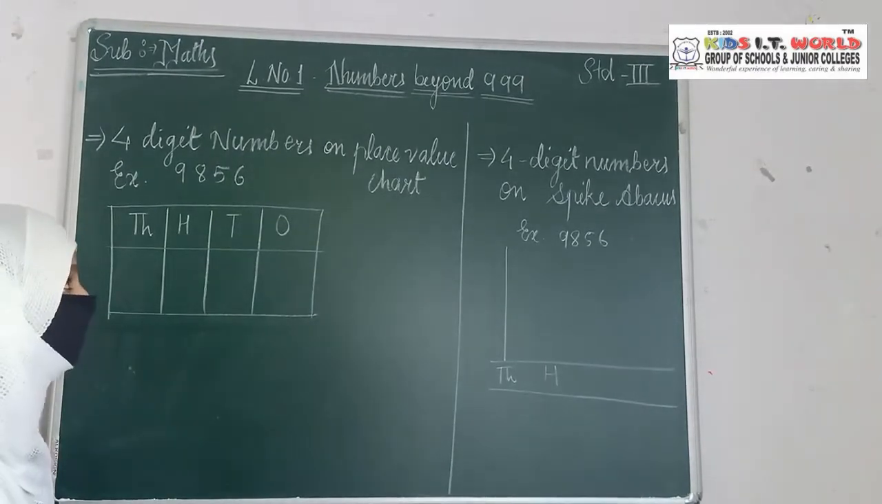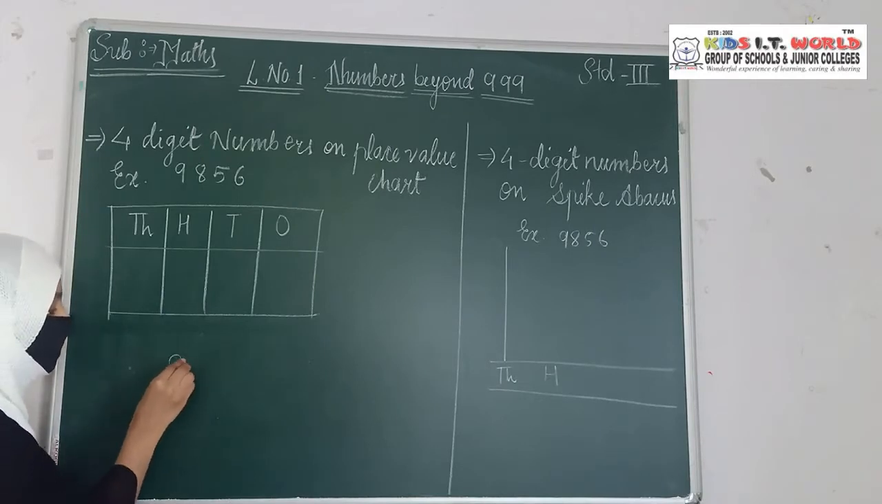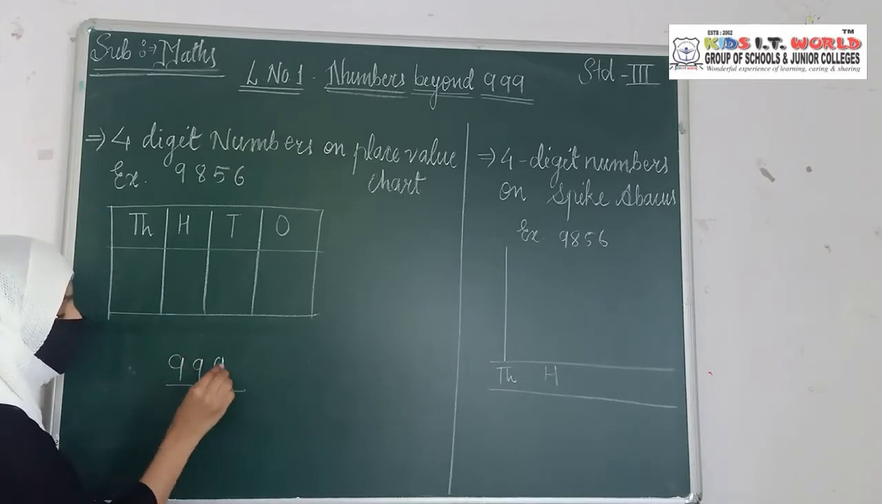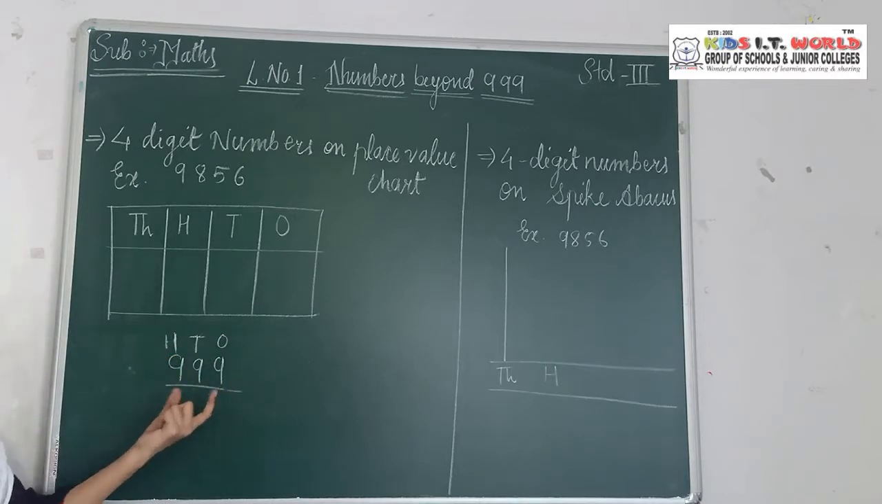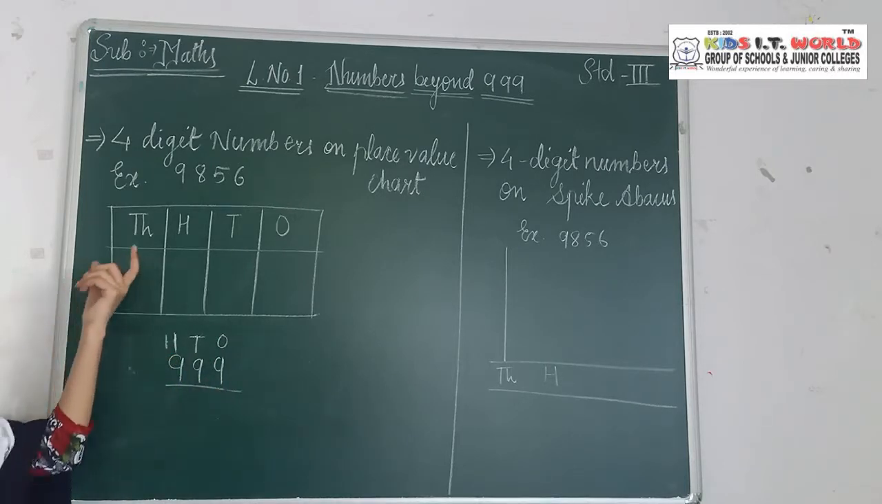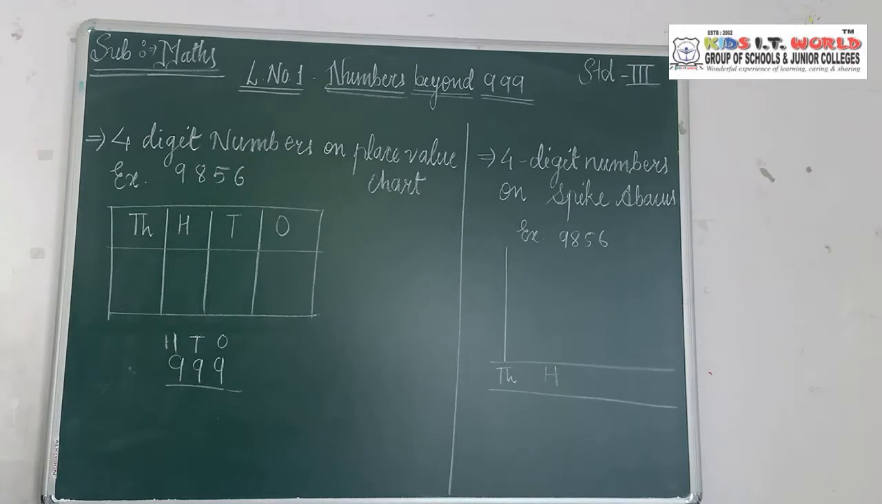In the previous year, you have learned about numbers up to 3 digits, that is ones, tens and hundreds. You have learned about this. In this year, you have to learn about 4 digits. So let's see about it.